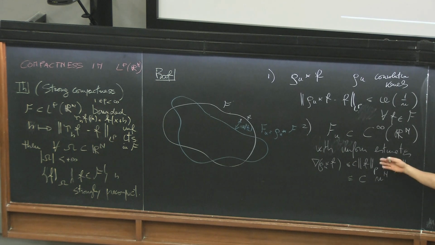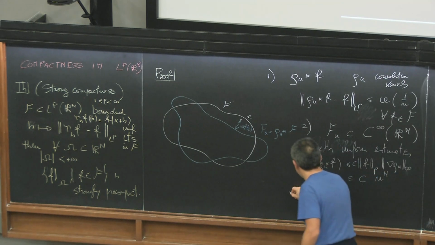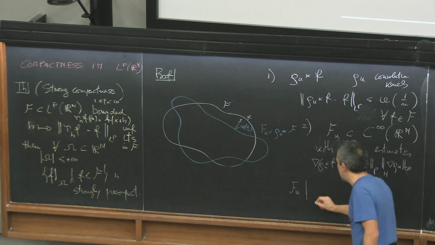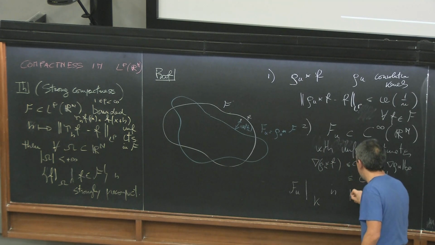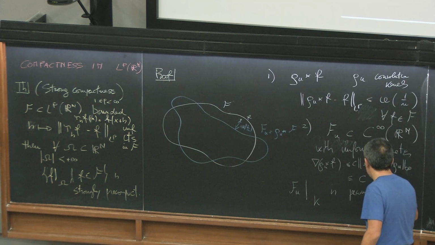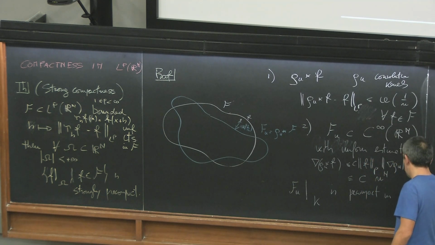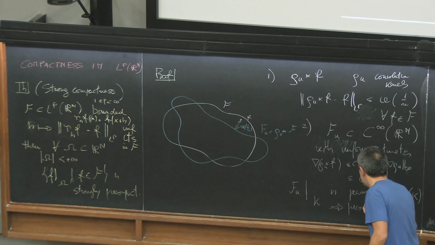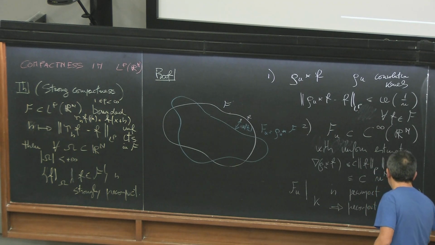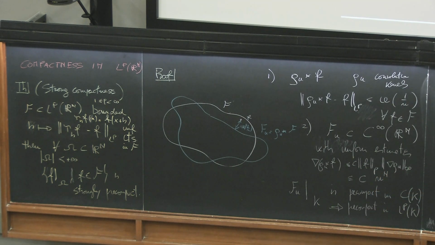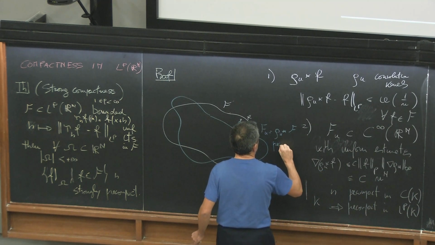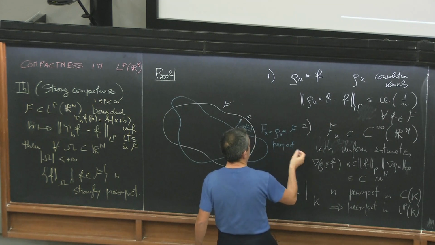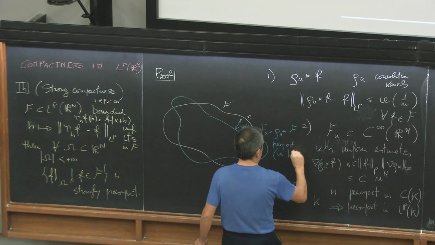But in any case, it's uniformly bounded, so I deduce that F_n, when I restrict to any compact set, is precompact in C0, then in particular is precompact in LP. Or it doesn't matter if I can extend them to zero outside. Okay, so these sets here are precompact when restricted to a compact set.